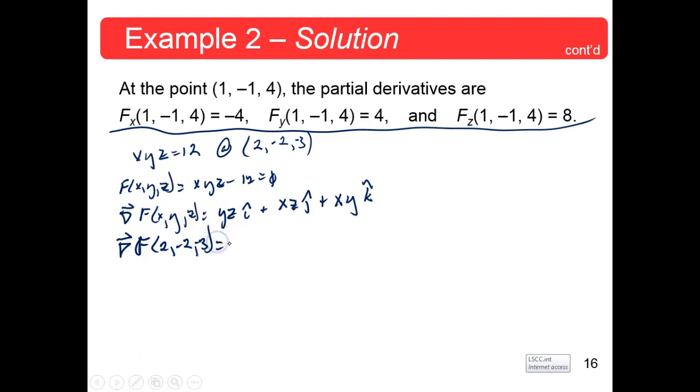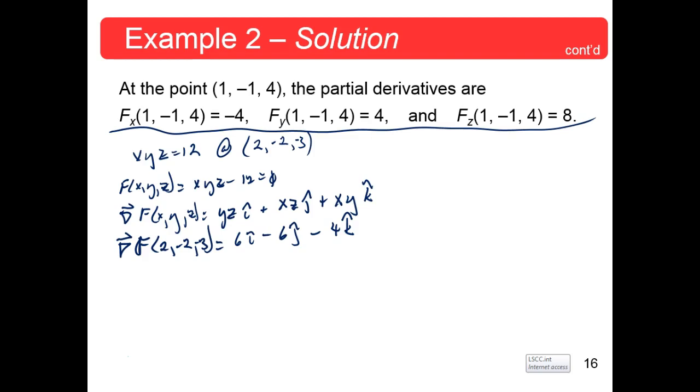Now what we want to do is evaluate that gradient of f at (2, -2, -3), at that point. And what will that be? So 6i minus 6j minus 4k. Okay.